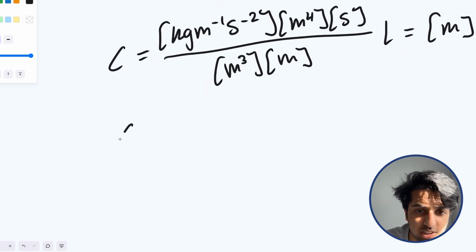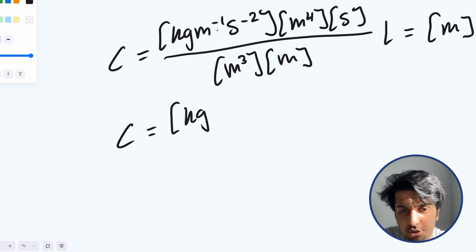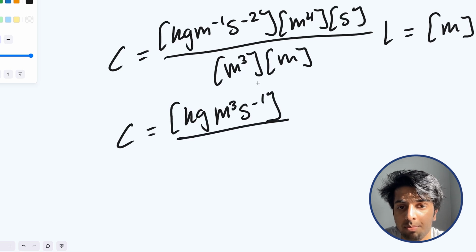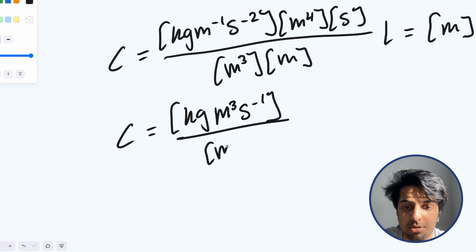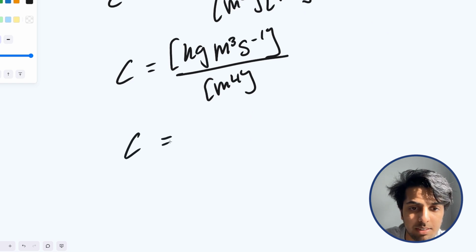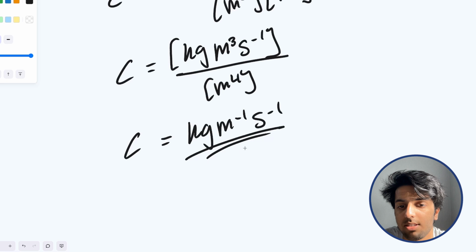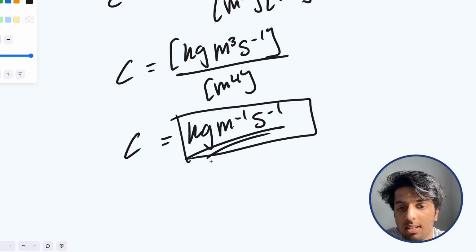And we can simplify that, so we get kg. Meters to the -1 times meters to the 4, we get meters to the 3. And then seconds to the -2 times seconds, we get seconds to the -1. That's all over meters to the 4. So, kg, meters to the -1, seconds to the -1. And that is our base units for C. Sweet as.